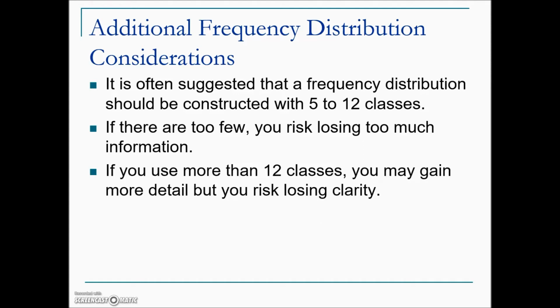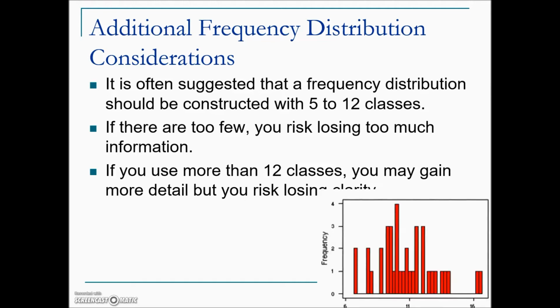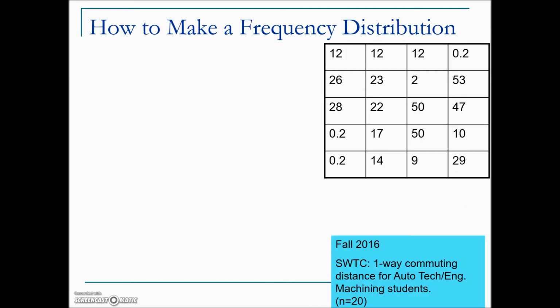The other consideration with more than 12 classes is that we may gain more detail, but we risk losing clarity. And here's an example where there are so many classes that, again, it's more of a challenge to determine any kind of trend by looking at a graph of the data. So keep these points in mind as we go through the next particular steps.